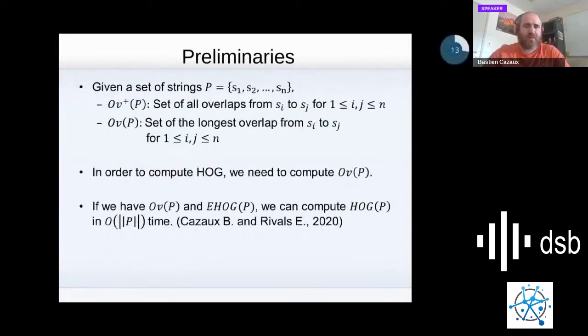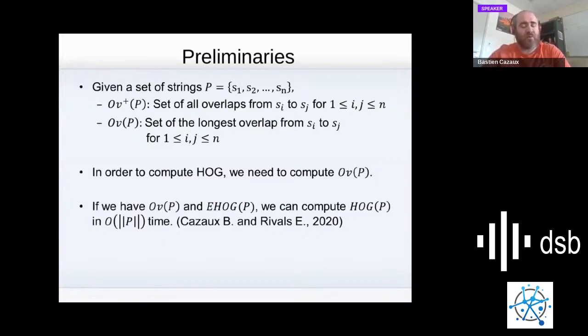Okay, so to present that, I just need to define two sets of overlaps: O plus of P, which corresponds to the set of all overlaps of strings of P, and O of P, which is just the maximal overlaps between the pairs of strings of P. And now, to compute the HOG, as we can compute the extended hierarchical overlap graph in norm of P, the point is just how we can compute the set O of P, the set of all the maximal overlaps of P.